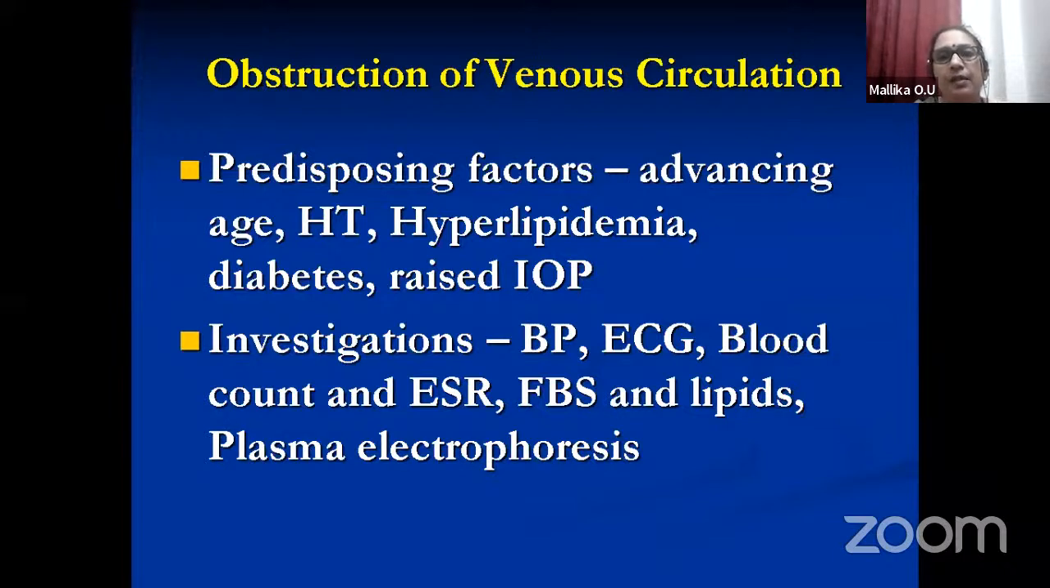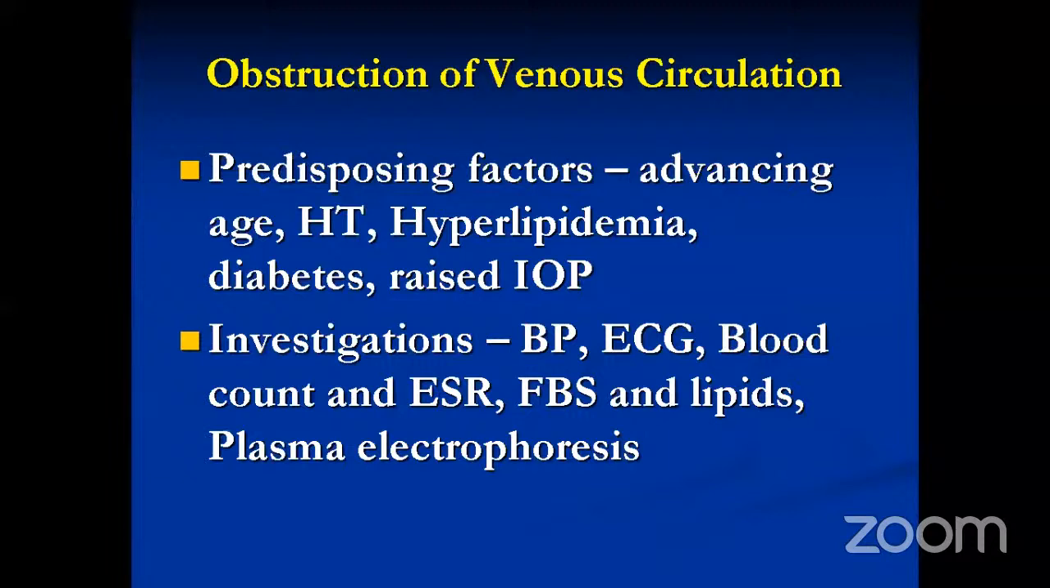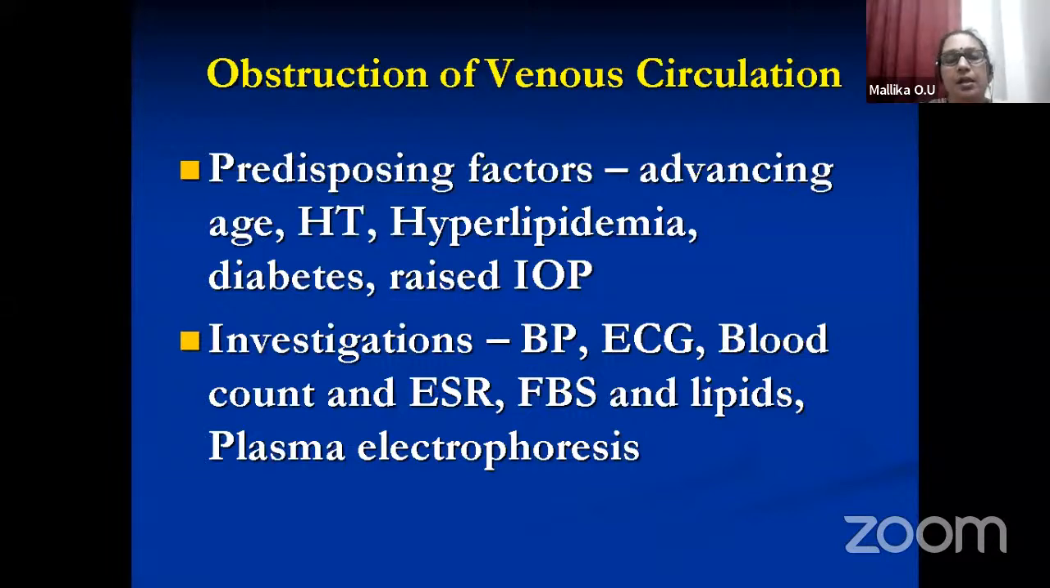obstruction, as you know, hypertension, hyperlipidemia, diabetes, and a local ocular factor, that is a raised intraocular pressure, which is very commonly associated with obstruction to venous circulation or central retinal vein occlusion. So what all investigations you have to do in such patients are, you have to record the blood pressure, you have to take an ECG, blood count, ESR, fasting blood sugar and lipid profile, because it is more commonly associated with hyperlipidemia and diabetic.